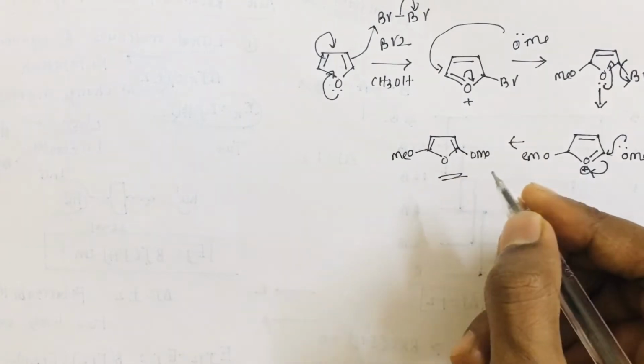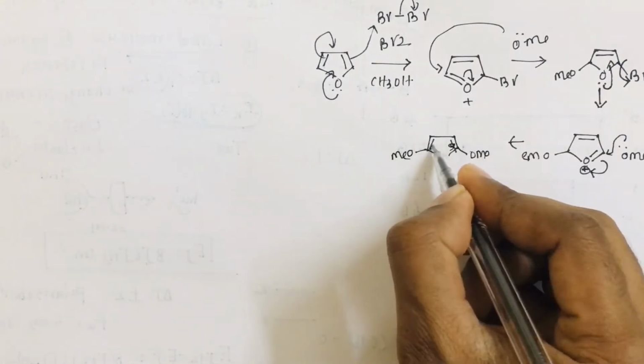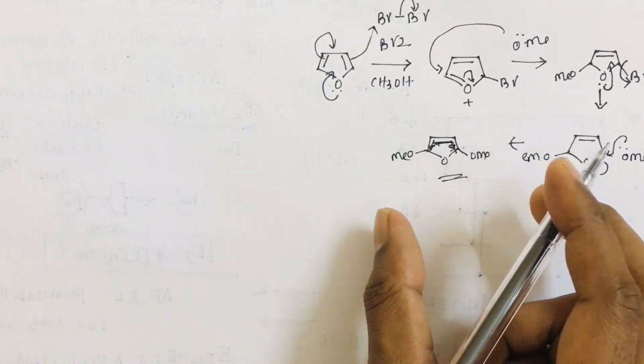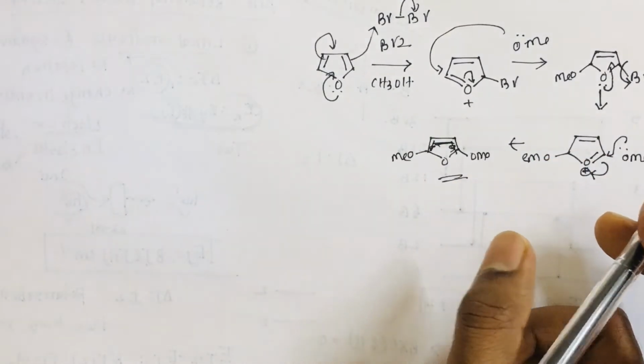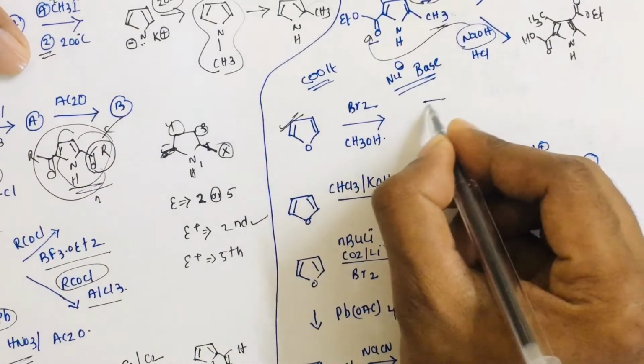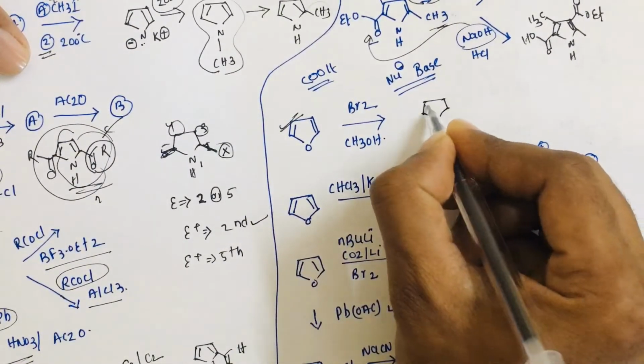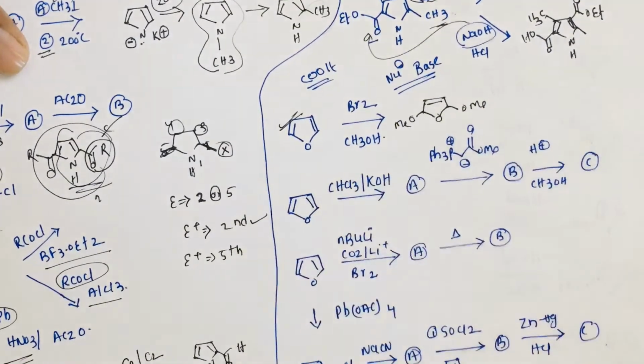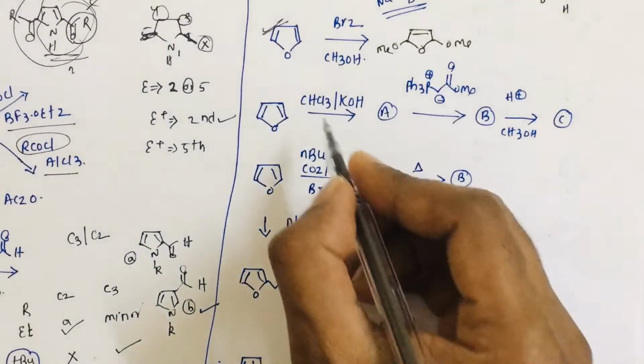So very, very important, the final product is this one, only one double bond. So this is very, very important. So here the product is OMe, and here also OMe. And then this is a very simple reaction.